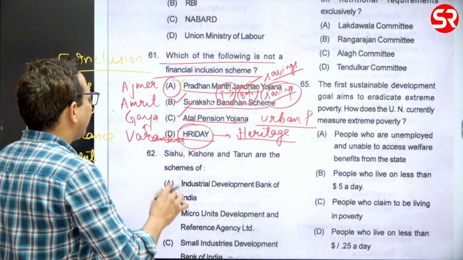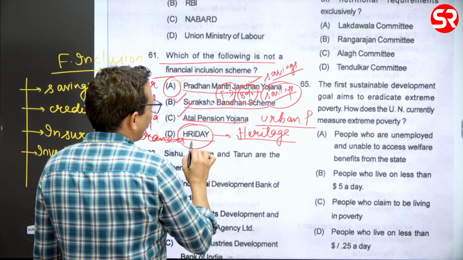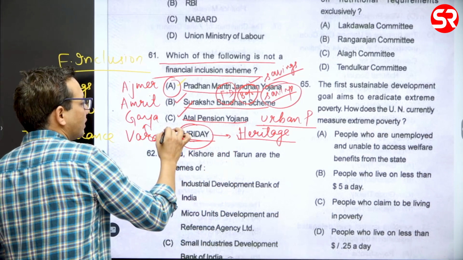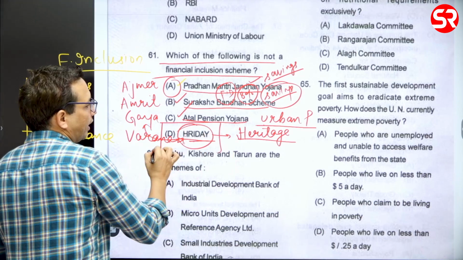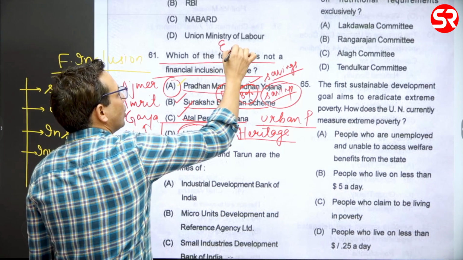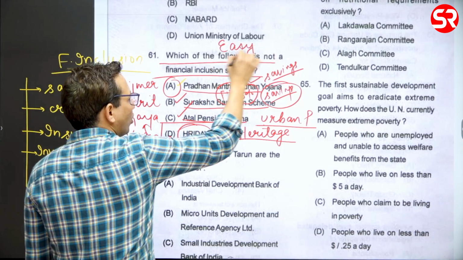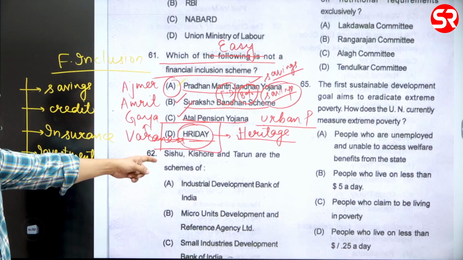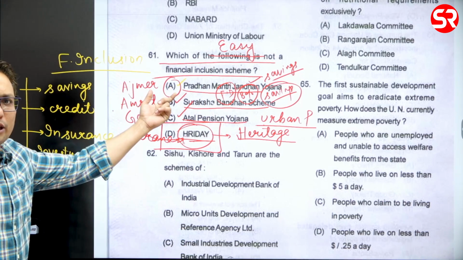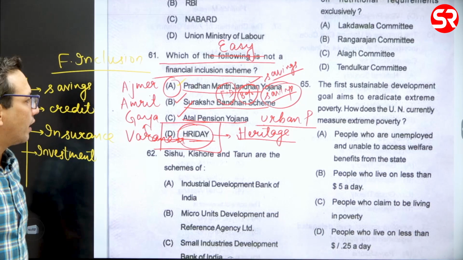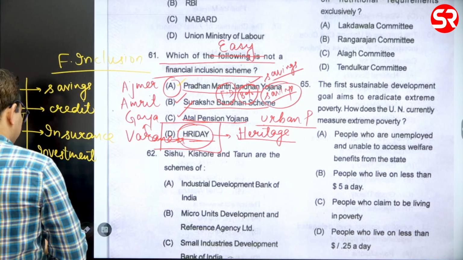Hence, Hridaya is not a financial inclusion scheme. All right, the answer is D. Again, I would say this question is easy because if you have a little bit of knowledge about the schemes and what financial inclusion is, you will be able to get the answer. All right, so the answer is D.